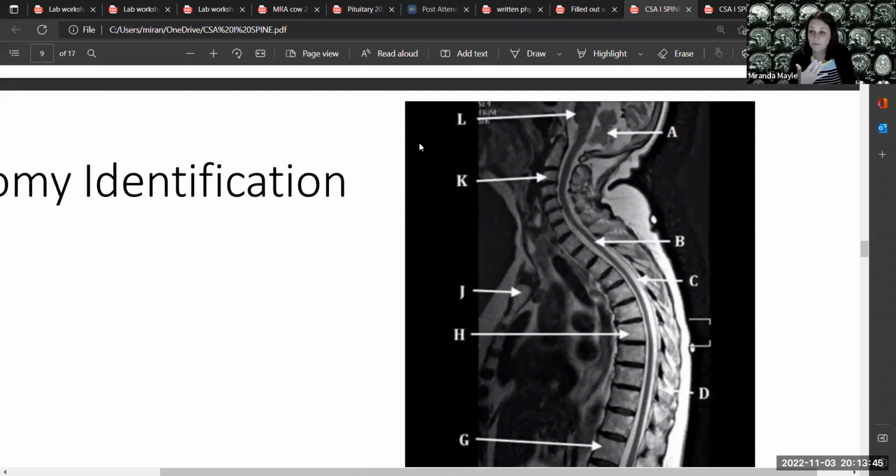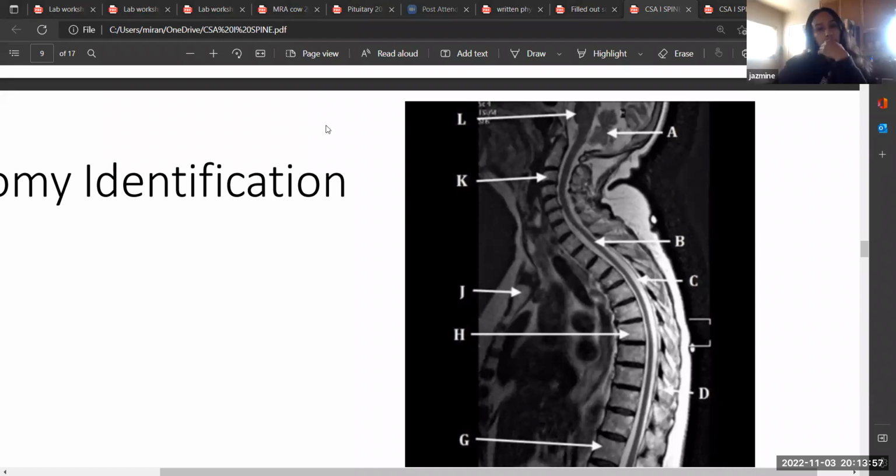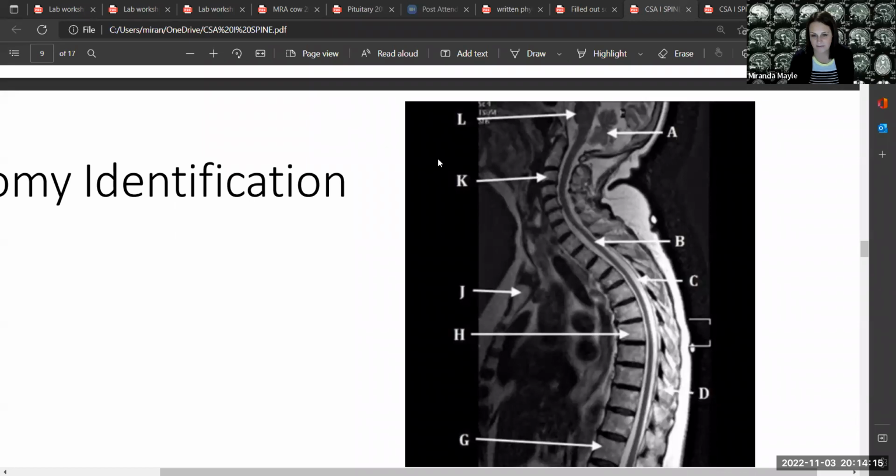Based off of what you guys have already learned from the brain, you should be able to answer some of these. So who knows what A is pointing to? The cerebellum. Exactly. And when we do spine imaging, especially our cervical spine, we often see the lower portion of the brain and the brainstem. How about L? What is L? The pons. Okay. So now let's dive into some of this spinal anatomy.